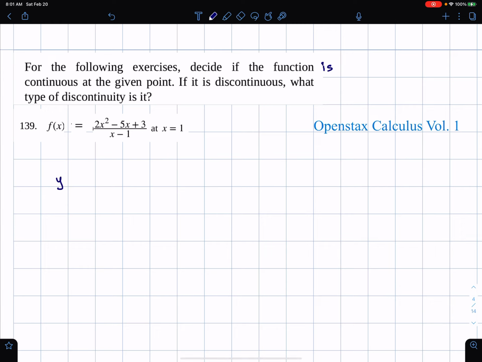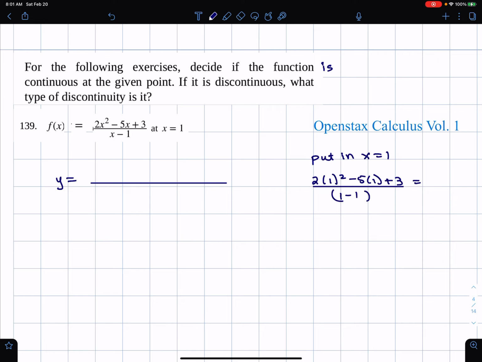One thing I'm going to do is see what happens if I factor the numerator here. But also, let me point out that if I put in x equals 1, what do I get? I get 2 times 1 squared minus 5 times 1 plus 3, divided by 1 minus 1. And that gives 0 over 0, which is undefined. So at least we know x equals 1 is not in the domain. So it is a point of discontinuity, a number where the function is discontinuous. And also, since the numerator is 0 when I put in 1, I know that x minus 1 is a factor of the numerator, and I have x minus 1 in the denominator.